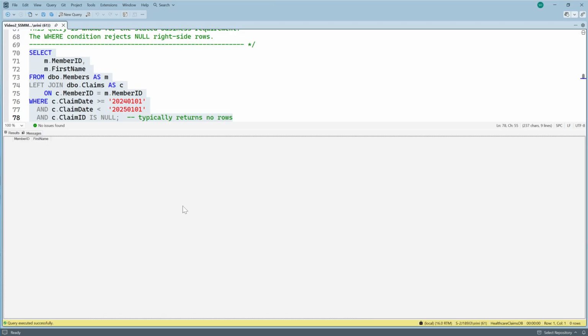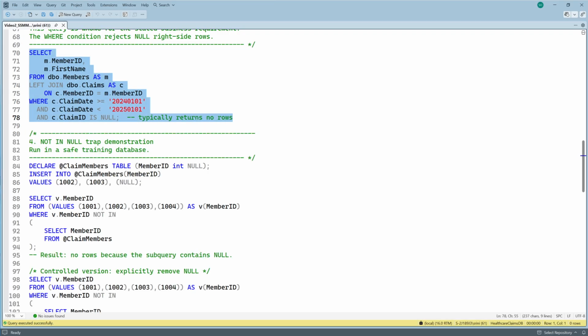condition can help us. This is why right side filters that define which activity counts usually belong to the ON clause. When the business requirement is to preserve the full left side population, the keyword left join by itself does not guarantee preservation if a later WHERE condition removes the null extended rows.